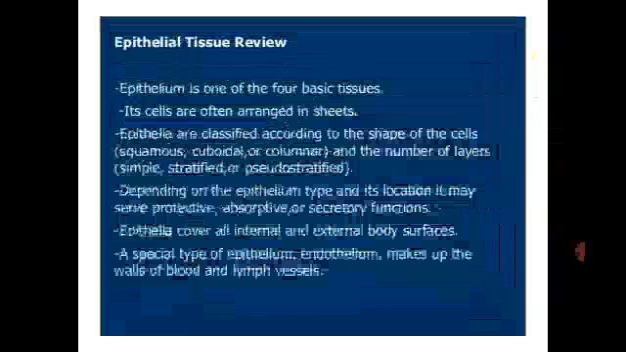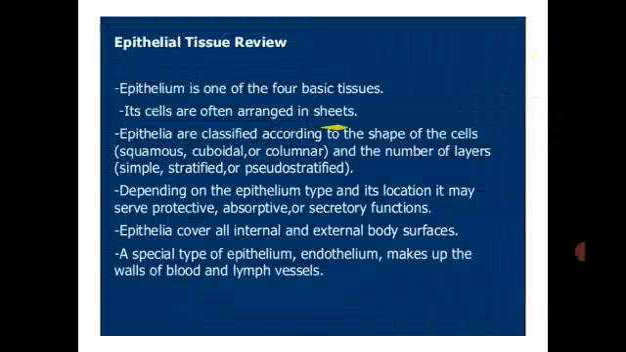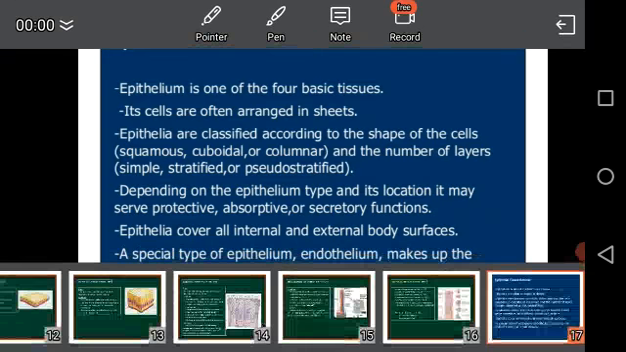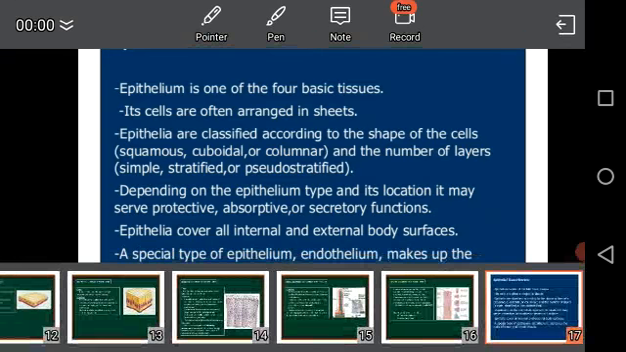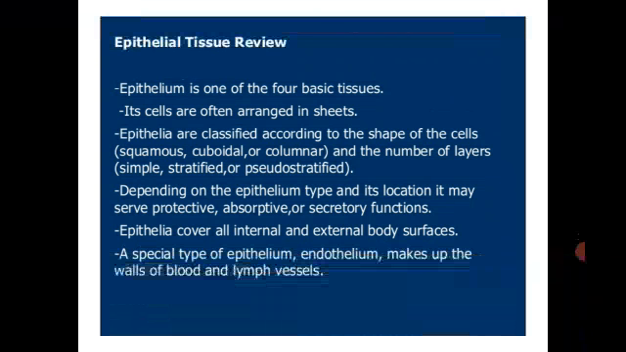Epithelial tissues, the review: cells are often arranged in sheets according to the shape of the cell. They are divided into different classes: squamous epithelial cells, cuboidal epithelial cells, columnar epithelial cells, and by the number of layers: simple, stratified, pseudo-stratified, depending on the epithelial type and its location. It may serve protective, absorptive, or secretory function.